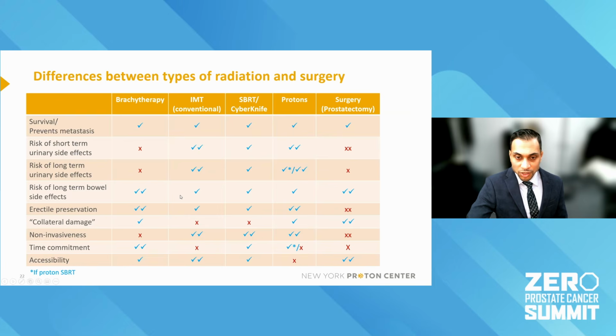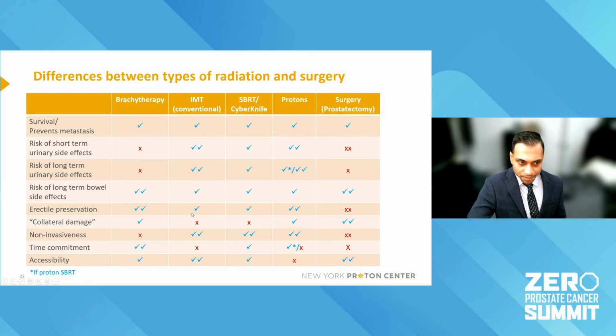IMRT, conventional radiation, is still a very, very good therapy. It's very accessible, and we have a lot of strong data with it. And it probably does offer the best cure rates, especially if you're spreading the treatment out over several weeks. However, you still have this concept of collateral damage, as I mentioned before. You're still spreading this dose throughout the pelvis, and you're getting more dose to the bladder and to the rectum relative to protons.